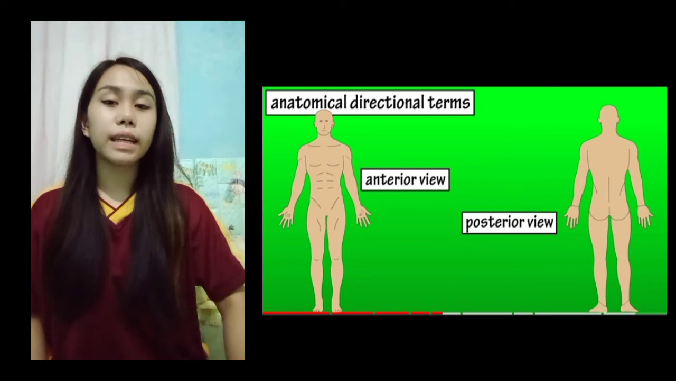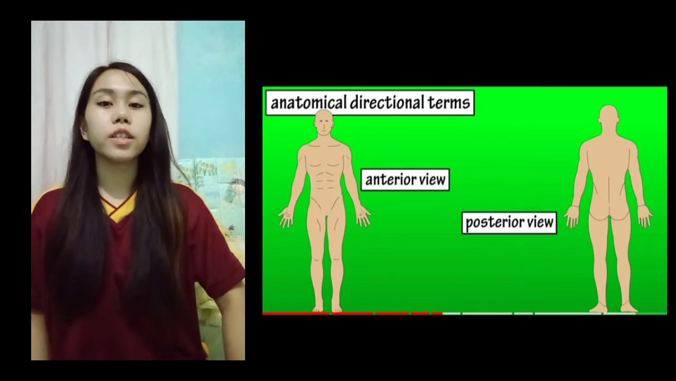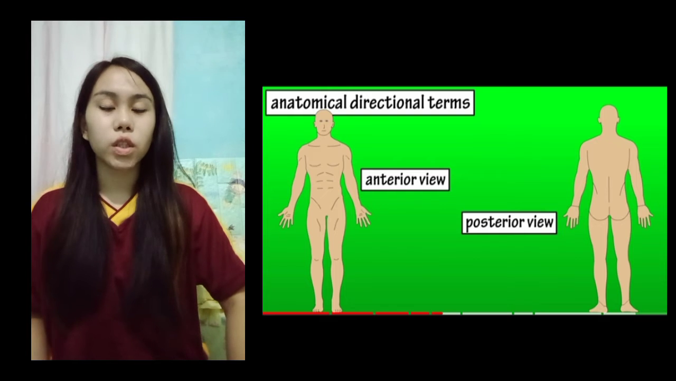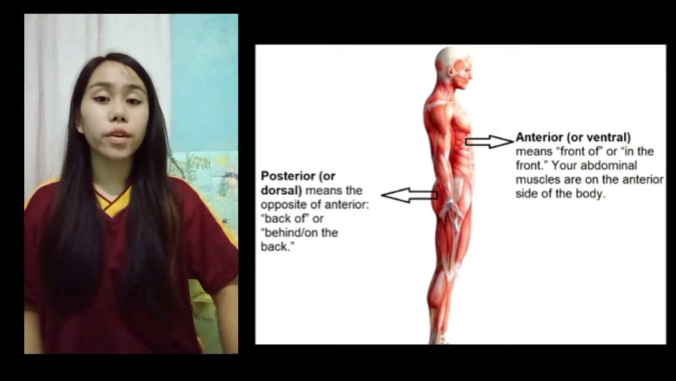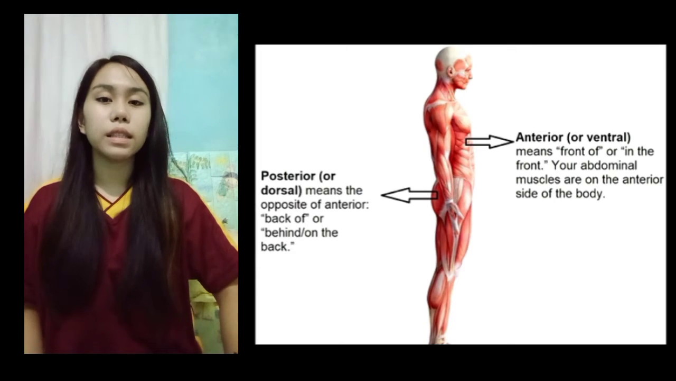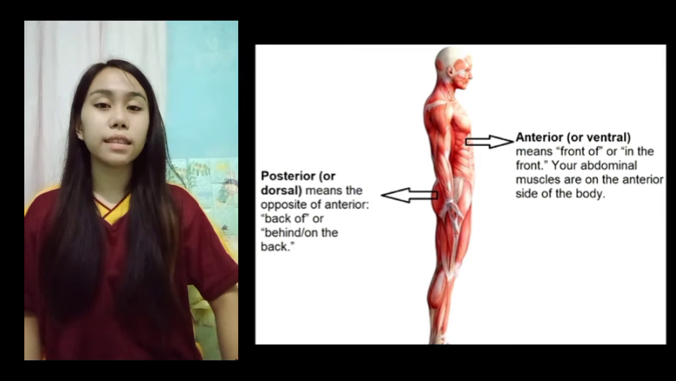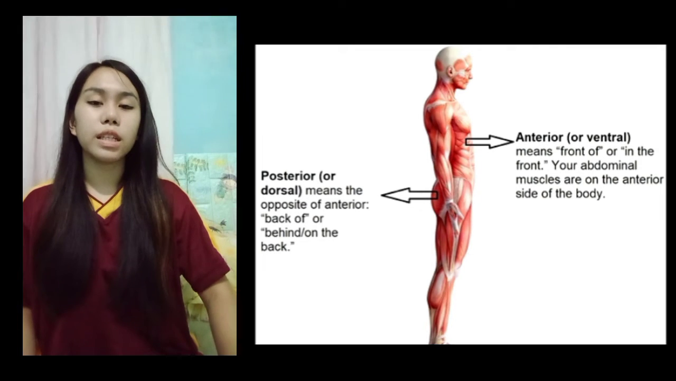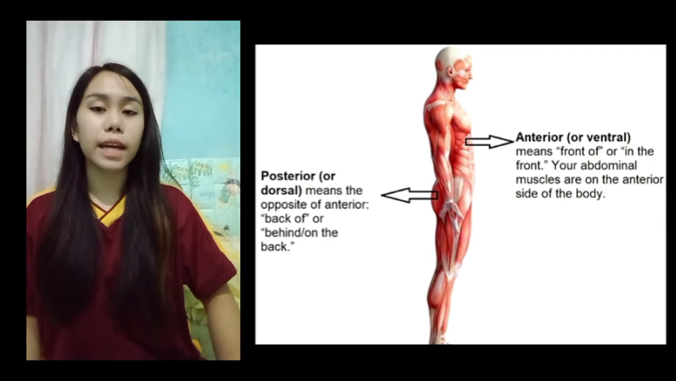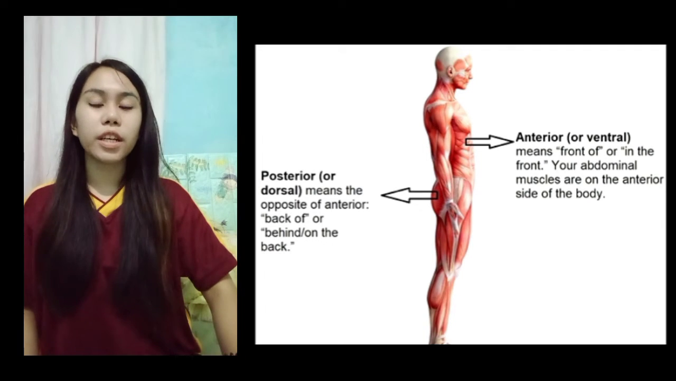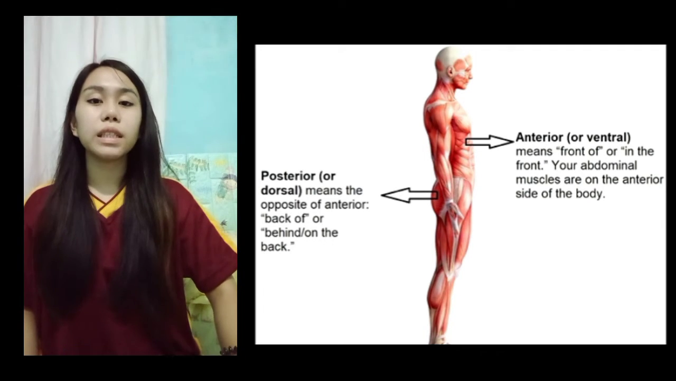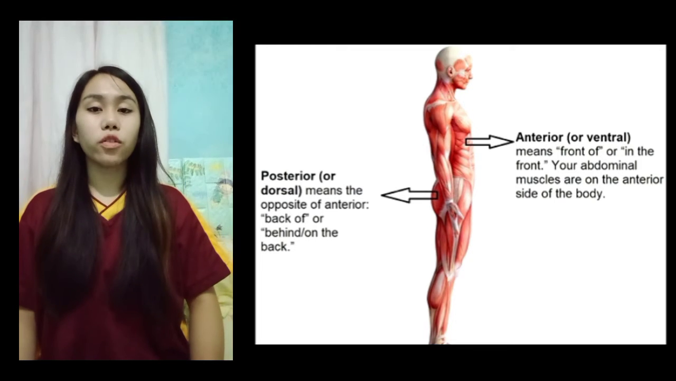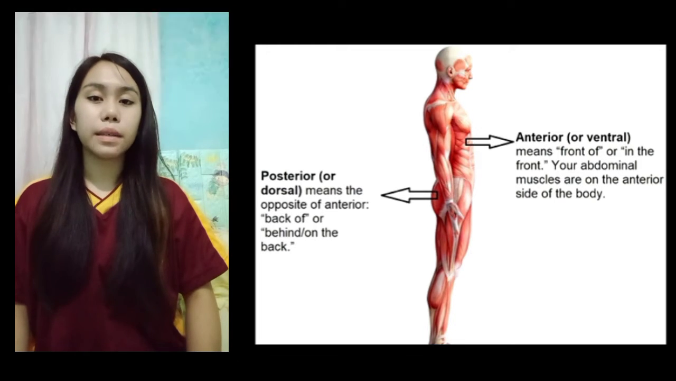So first, let's talk about the anterior and posterior. Anterior or ventral means front of or in the front. An example of this is your abdominal muscles are on the anterior side of your body. Posterior or dorsal means opposite of the anterior, which means back of or behind or on the back.